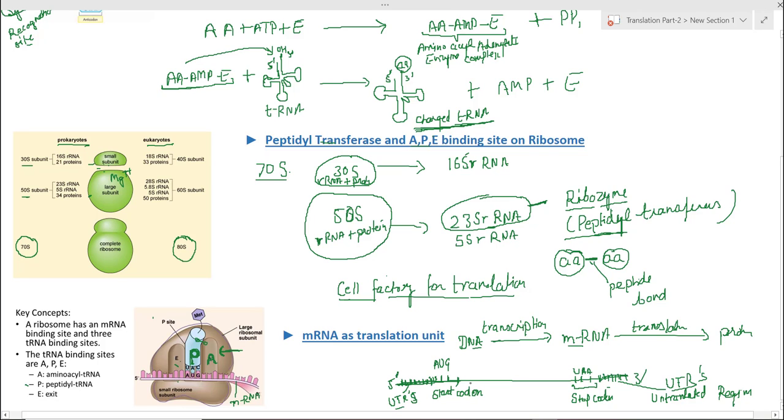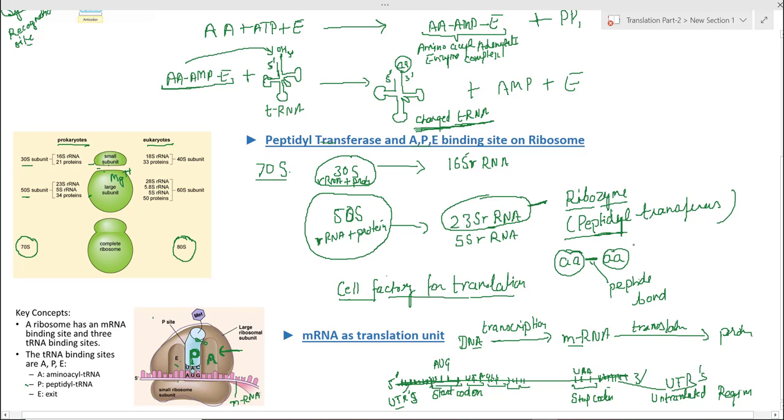So this is all about the mRNA as translation unit. It has a start codon, it has a stop codon, and there are different other codons also for polypeptide synthesis. Different codons are present. It can be any, UCA, UGG. They can be different codons. This is the start and this is the stop. This is all about the mRNA as translation unit.